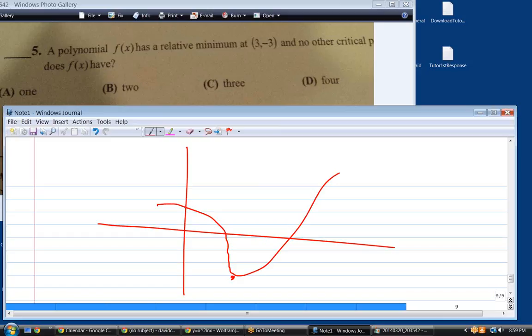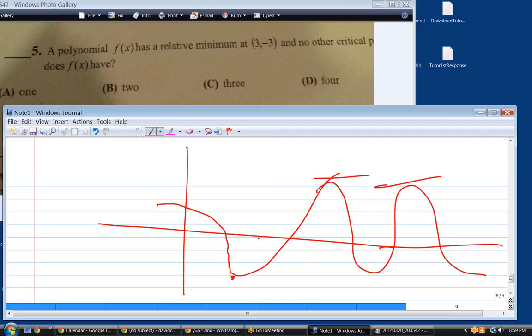What's the next question say? What's the rest of it say? How many zeros does f of x have? Couldn't it be infinite? Like however you draw it? No, because the more times I cross the x-axis, creates critical points. Each one of those is a critical point, which means I can only cross the x-axis twice. B.